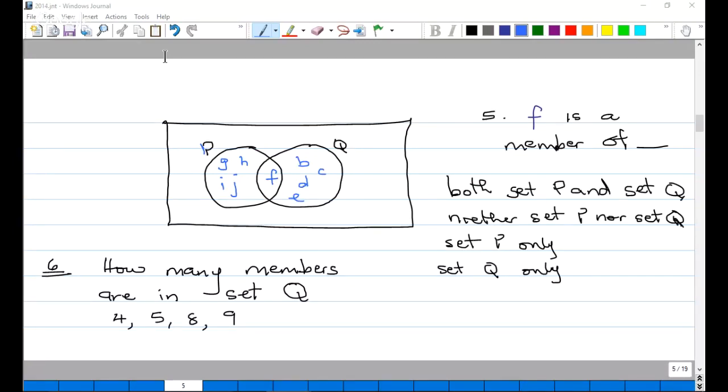And? Yes, sir, I said F. Okay. All right. So F is a member of both sets. So it's a member of both. How many members are in set Q? 5. 1, 2, 3, 4, and F would make 5. So that's good also.